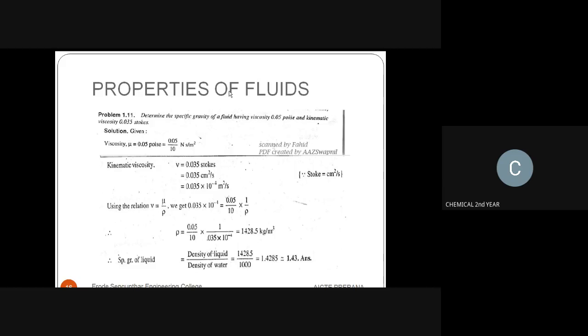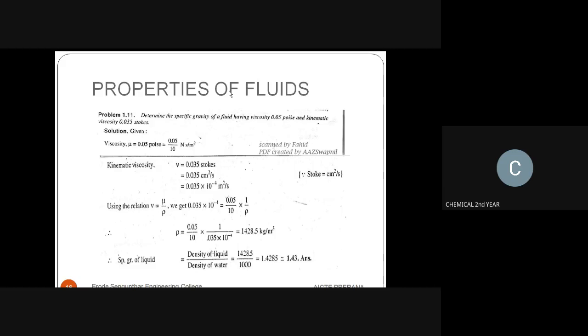So first you write the viscosity. Viscosity is equal to 0.05 poise. So you know 1 Newton second per meter square is equal to 10 poise, that is, 1 by 10 Newton second per meter square is equal to 1 poise, right? So you convert that into Newton second per meter square, 0.05 by 10 Newton second per meter square.